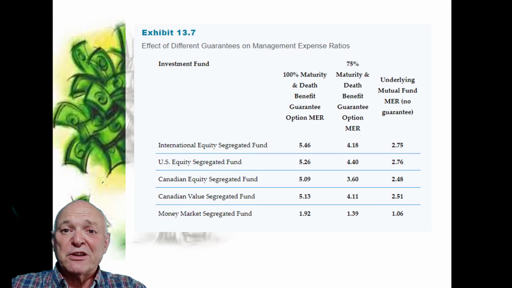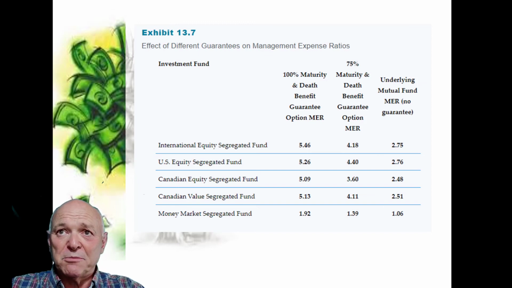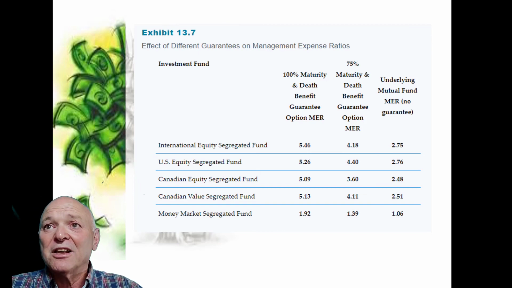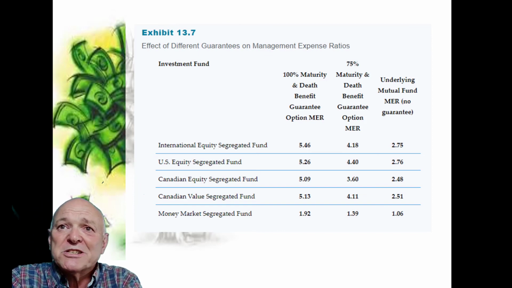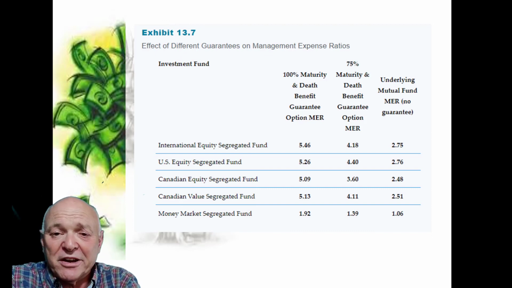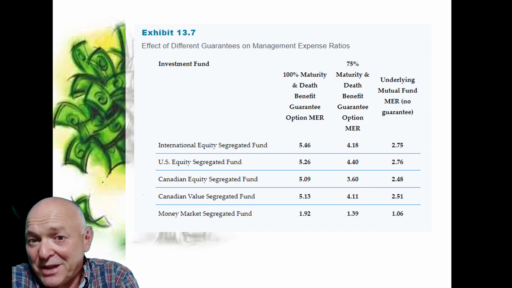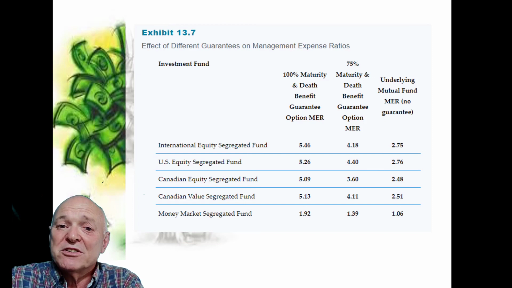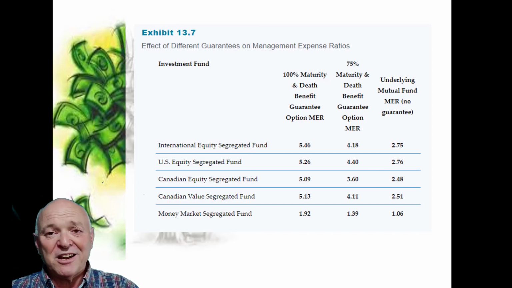If you go for a 75% premium guarantee, the middle column one, the management expense ratio is lower. And if you have an ordinary mutual fund that's providing exactly the same kind of profit potential, you can see the management expense ratio is about half of that for the fully guaranteed segregated fund. So, yes, there is a guarantee of sorts, but part of the guarantee is the guarantee that you will pay a lot of money in management expense costs.